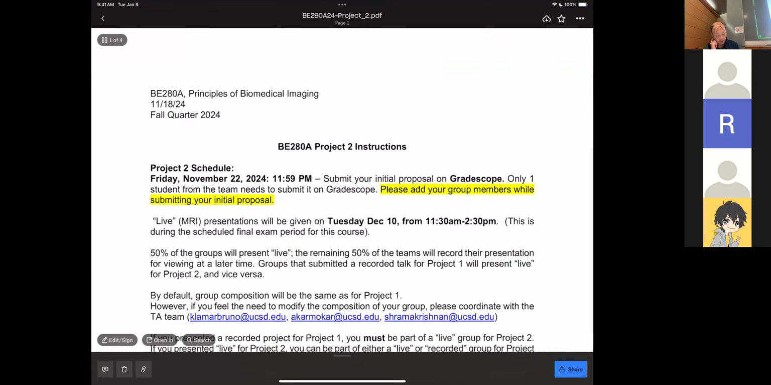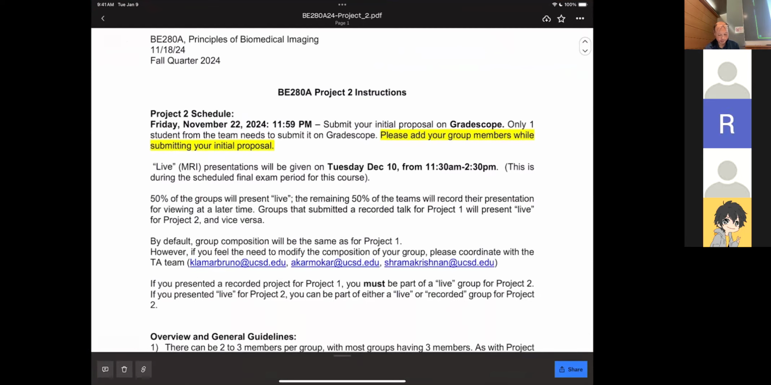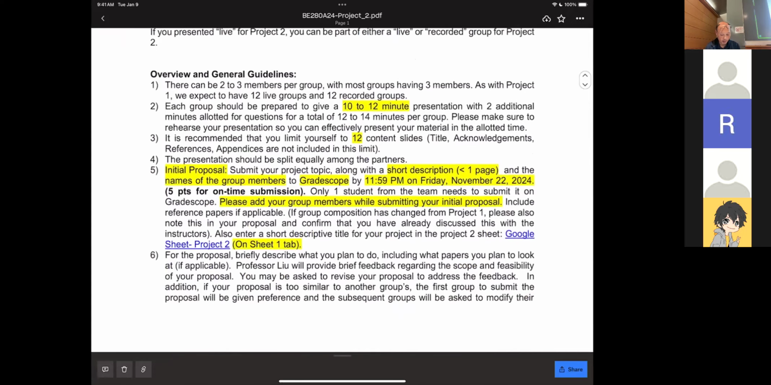Okay, so this is project 2, and I think these are all the details. So I'm just going to go over some highlights and then open it up to questions. Essentially the bottom line is, in general, for most groups, you just keep the same group members, but there is an option to switch if you need to, but just talk to the TAs. Essentially, if you went live for CT, you'll go recorded for MR, and vice versa, okay? So you just switch.